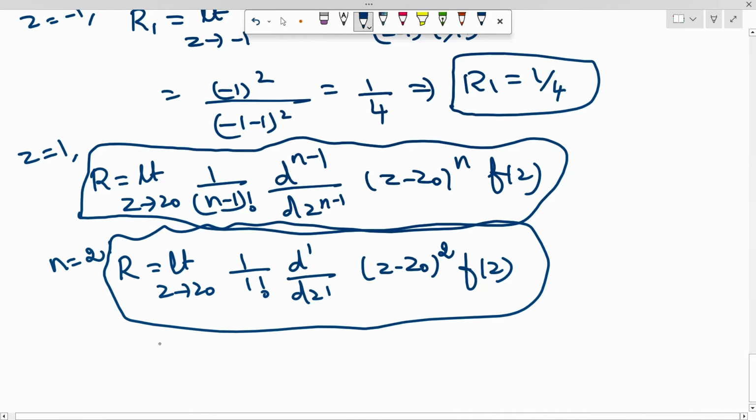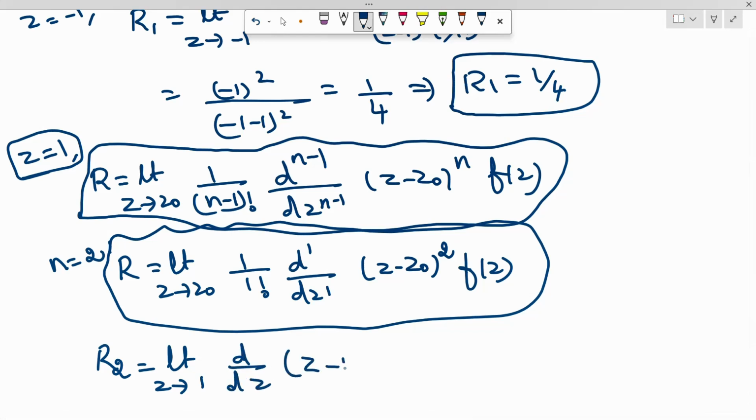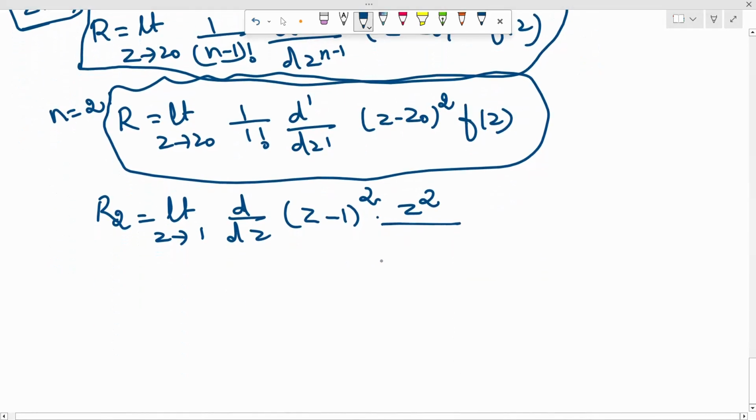Now we can take z is equal to 1, which means z naught is 1. R2 is equal to limit z tends to 1, 1 by 1 factorial is 1 only, d by dz of (z minus 1) whole squared into f of z. The given f of z is z square by (z minus 1) whole squared into (z plus 1).